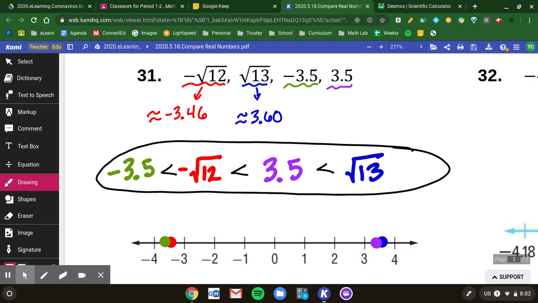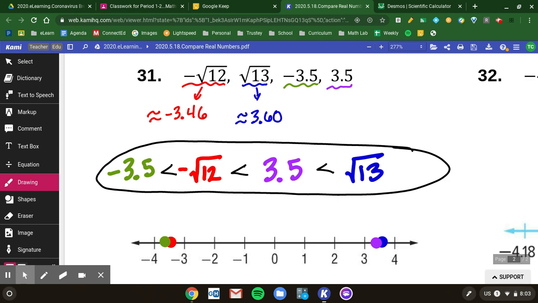Now look at the negatives. -3.46, almost in the middle. -3.5 should be exactly in the middle. Now, sorry, my green goes a little too far to the left, but I didn't want to put them right on top of each other. So the -3 and 5/10 is the least, and it is just a little smaller than the opposite of the square root of 12. Coming up is the purple -3 and 5/10, followed by -3 and about 6/10 in blue. So the square root of 13 is the largest.